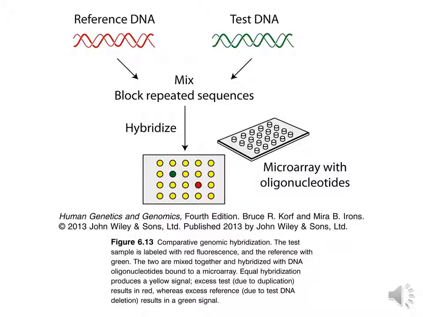This next slide shows the process of comparative genomic hybridization. In this process, the test sample is labeled with red fluorescence and the reference with green. The two are then mixed together. They're hybridized with DNA oligonucleotides, which are bound to a microarray. An equal hybridization produces a yellow signal. Excess test due to duplication results in red, and where you have excess reference due to test DNA deletion, it results in a green signal.